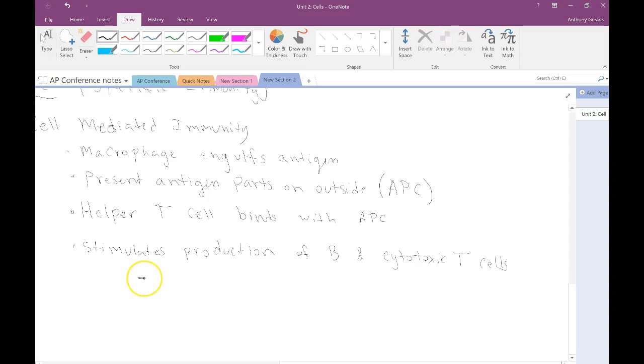Right here, I'm just going to put this right here. Cytotoxic T cells, also known as killer T cells. Cytotoxic T. Do you remember what they do? What kind of bad things? They do kill bad things, but there's a specific type. They kill infected body cells.